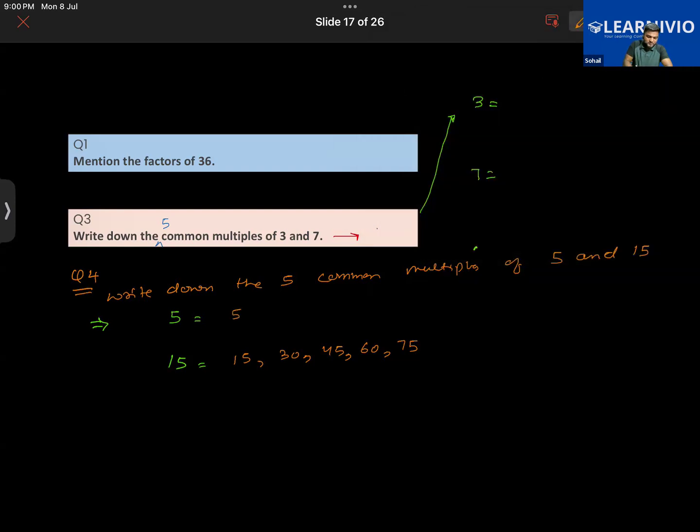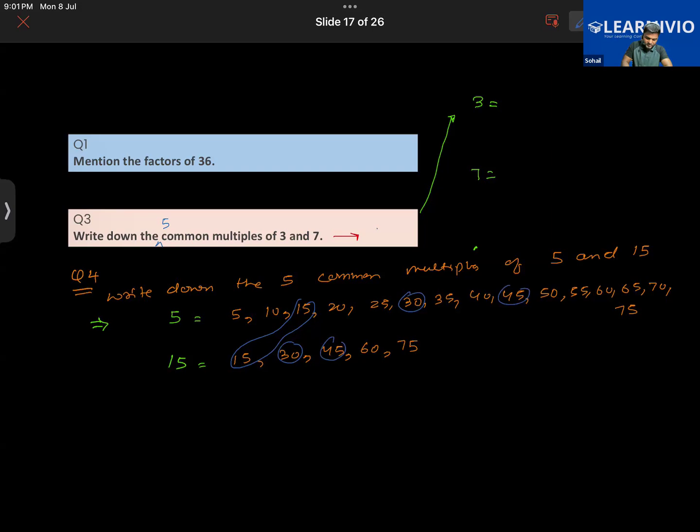We have to write 5 ones are 5, 5 twos are 10, 15, 20, 25, 30. Then you have 35, 40, 45, 50, 55. Okay, so here you are getting the common multiples of the two. Namely, first one is 15. Then you have 30. Then you have 45, 60. Then you have 75, like that.